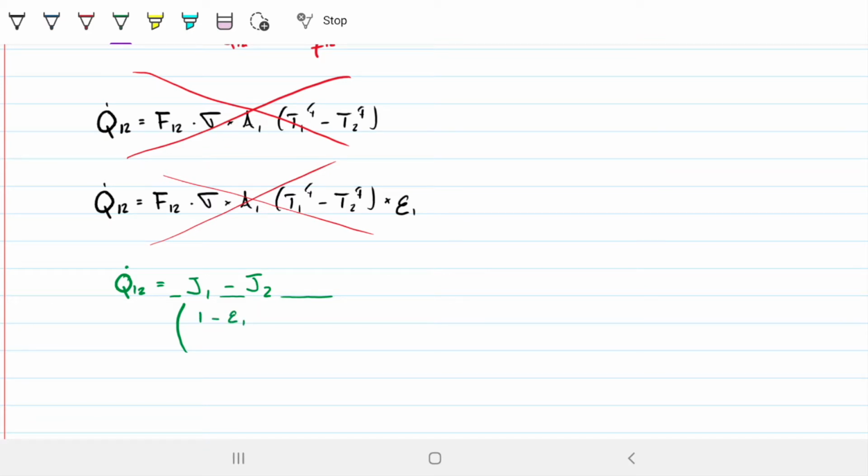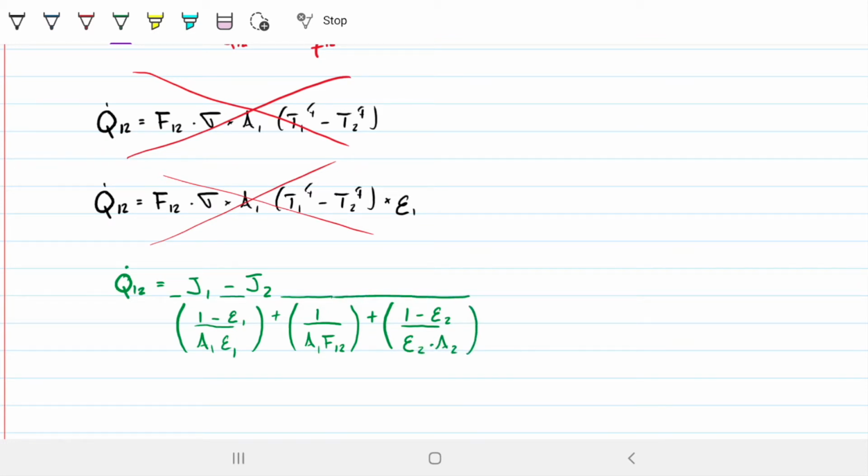And then we need to account for both the surface resistance, which is the 1 minus emissivity of 1, divided by area of 1, emissivity of 1, right? Surface resistance of surface 1 plus the space resistance, which is the space between the two surfaces, and there's going to be area of 1 shape factor 1 to 2, view factor of 1 to 2, plus once again we have another surface resistance, this time for surface 2, 1 minus emissivity of 2 over emissivity of 2 times area 2. Okay, so this will be our general equation here for this case.